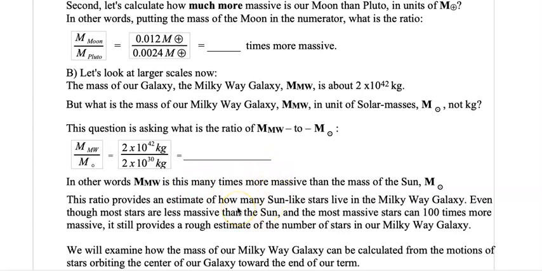And that's basically a rough estimate of the number of stars that have masses like the Sun that comprise the Milky Way. And yes, it's definitely an approximation because there are many more stars that are less than the mass of the Sun and stars more massive than the Sun.